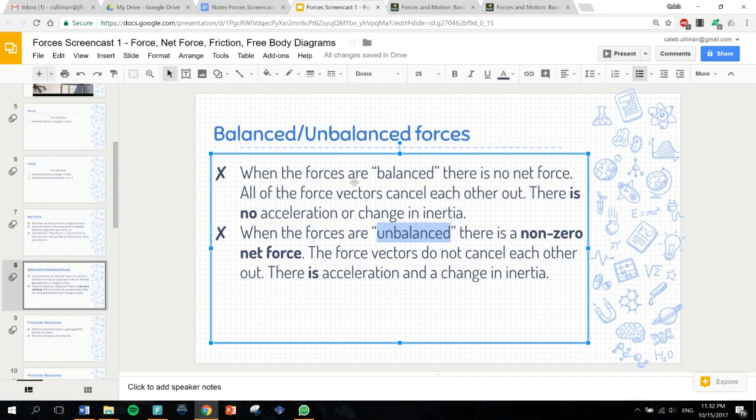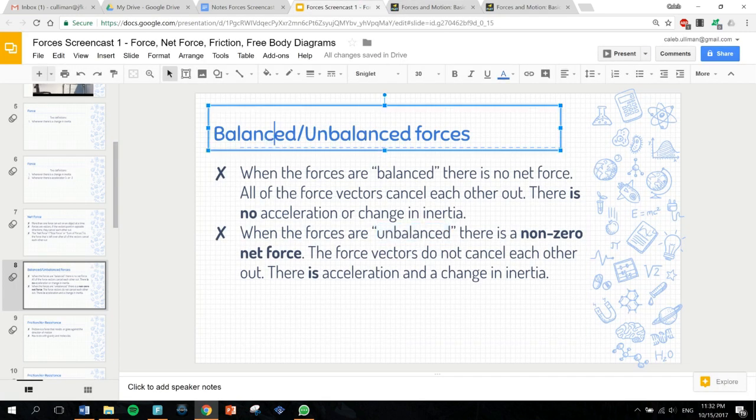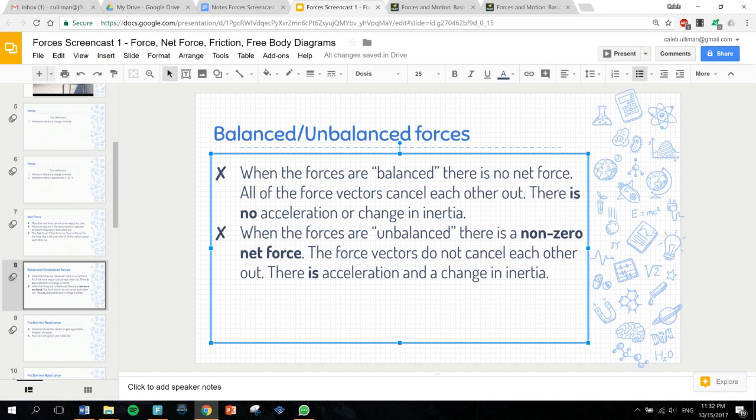But if they don't cancel each other, then there is an unbalanced force. I know this is kind of confusing. We'll get some practice, just get down the notes and everything for right now.